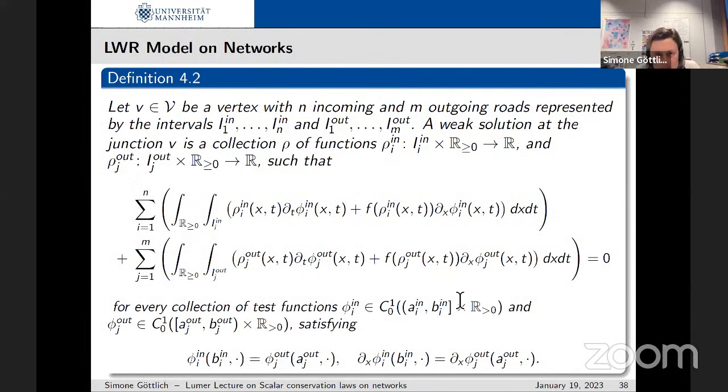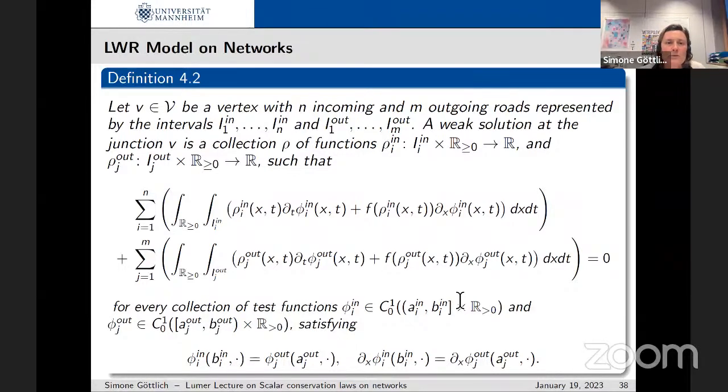So what's so crucial about these networks? It's a notational mess in my mind. It's easy to explain somehow, but it's not that easy to write down. So what do we need? In fact, we need to copy all the things we have learned for the conservation law on a single line, or on one space domain, on one interval, now to the network setting, meaning that we first need a notion of weak solutions.